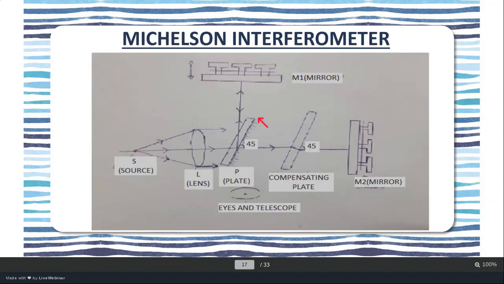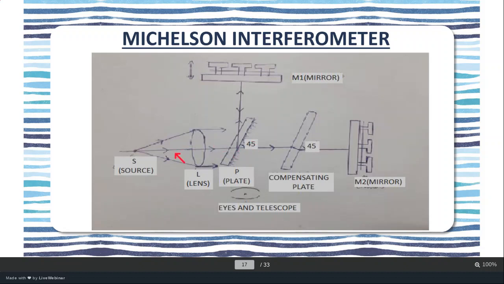Okay, so this is the normal representation. We have here this source S. This source emits light waves along different paths, and here is a convex lens, which sends the light waves along the same path. This is our beam splitter here. It is at an angle of 45 degrees with respect to the path of the light wave.